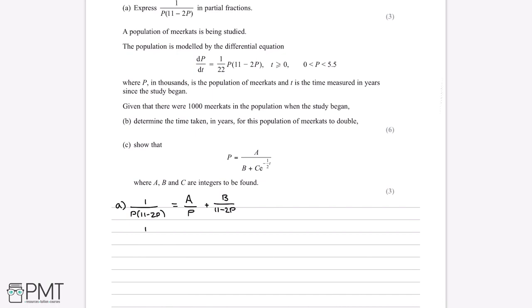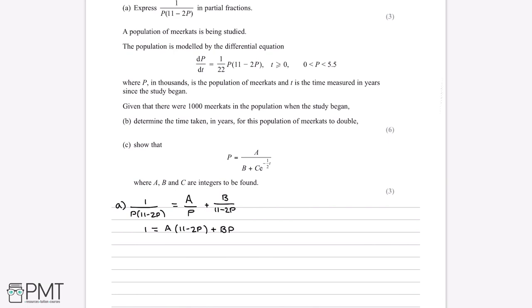So we're left with 1 equals A bracket 11 minus 2p plus Bp, because in A over p, the two p's cancel out, and in B over 11 minus 2p, the two 11 minus 2p's cancel out, and we're left with just p. So now we have this. We can't just solve it straight away because we have an A and a B, as well as a p, so we can't solve it straight away.